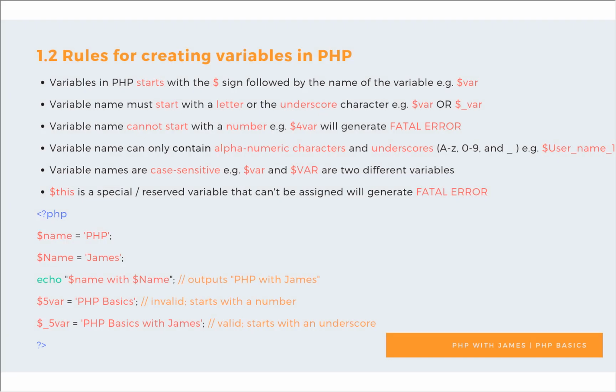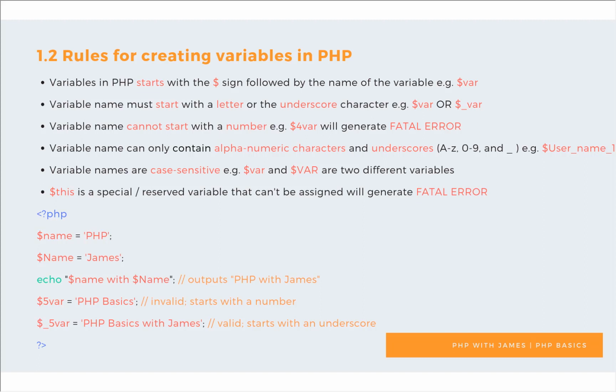Moving on, we have rules for creating variables in PHP, like what considerations we should keep in focus while creating variables. Variables in PHP start with the dollar sign followed by the name of the variable, for example $var, as described in the previous slide. Secondly, a variable name must start with a letter or the underscore character, for example $var or $_var. Thirdly, a variable name cannot start with a number. For example, $4var will generate a fatal error.